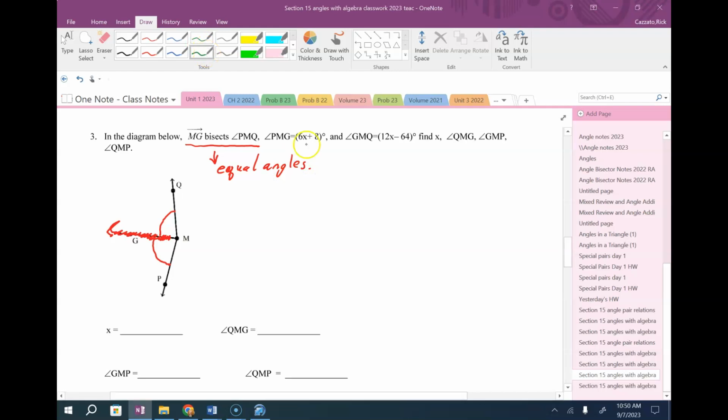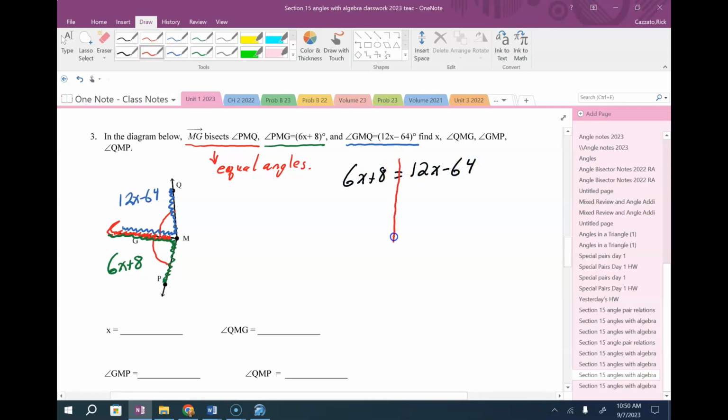I'm going to label PMG. So PMG is this green angle. So that's 6x plus 8. GMQ is the blue angle when I trace it. So that's 12x take away 64. And remember, bisect means cuts in half. So the green and blue angles are equal. So the equation is 6x plus 8 equals 12x minus 64.